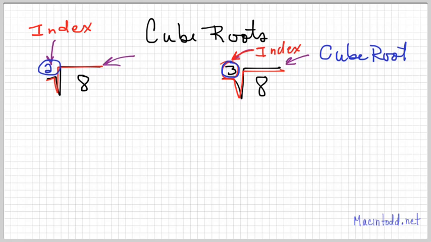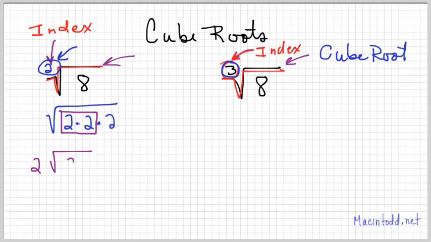Okay, so let's look at the square root of 8. What we're looking for is what is multiplied times itself 2 times. So I'm going to factor 8. It's 2 times 2 times 2. And if I look inside this square root, I see that 2 is multiplied times itself twice. So a 2 gets to come out to answer the question.